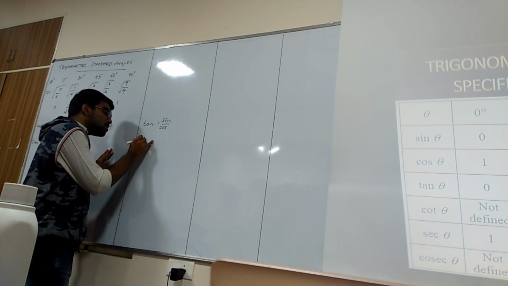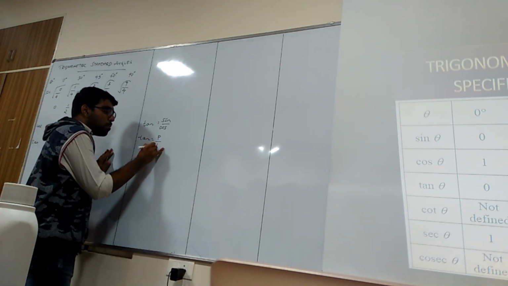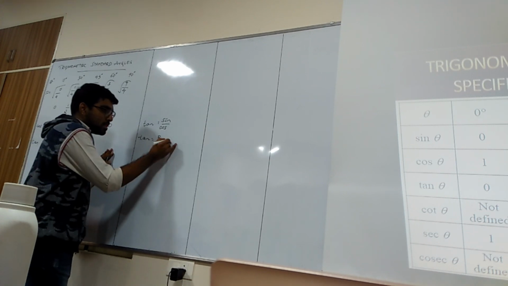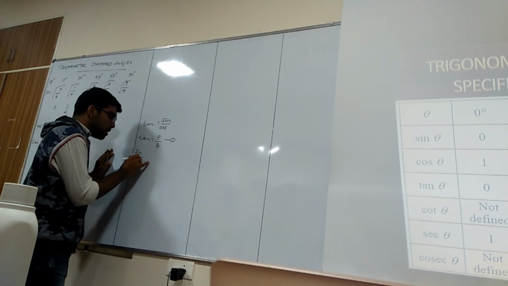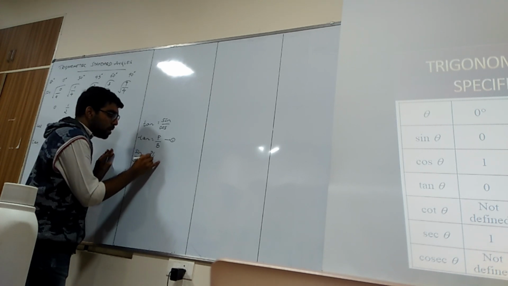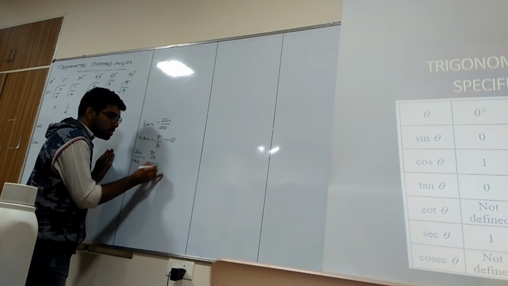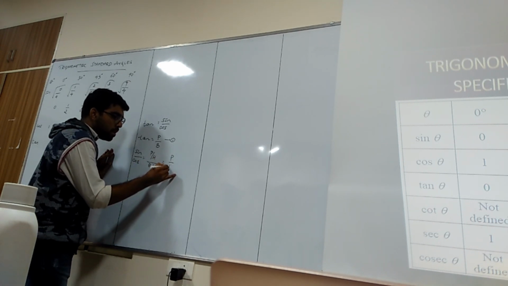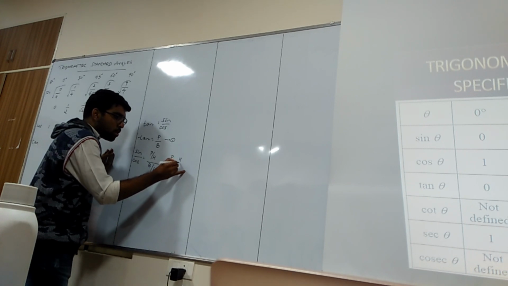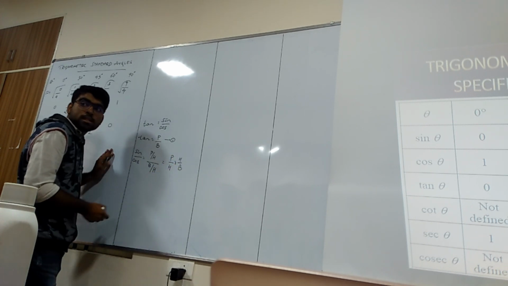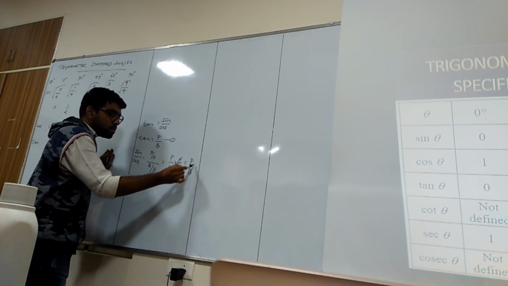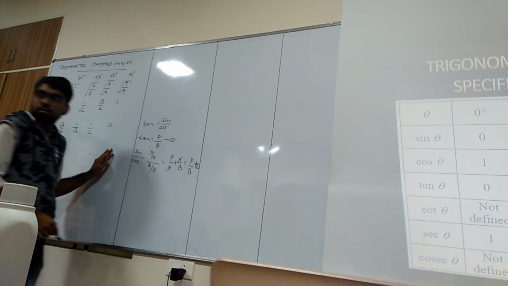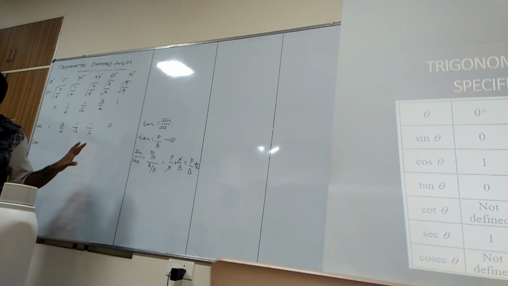Tan can be written as perpendicular by base. I consider this as 1. Sine by cos: sine I can take as perpendicular by hypotenuse, divided by base by hypotenuse. So perpendicular by base, hypotenuse into hypotenuse by base. The hypotenuse got cancelled, leaving perpendicular by base. Clear? That is how we got tan equals sine by cos.